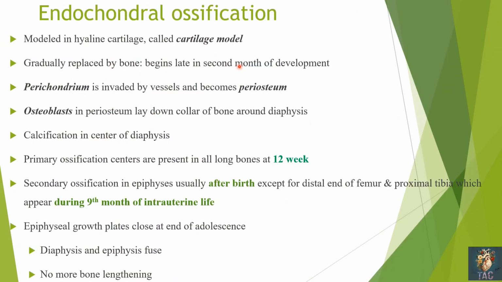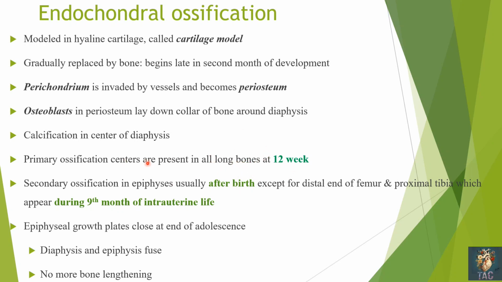The model in hyaline cartilage is called the cartilage model, gradually replaced by bone, beginning late in the second month of development. The perichondrium is invaded by vessels and becomes the periosteum. Osteoblasts in the periosteum lay down a collar of bone around the diaphysis. Calcification in the center of the diaphysis occurs, and primary ossification centers are present in all long bones at 12 weeks. This is a very important MCQ. Again, you must remember that each long bone has multiple secondary ossification centers as well.